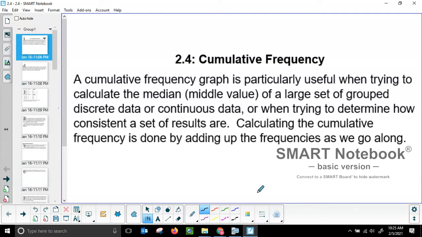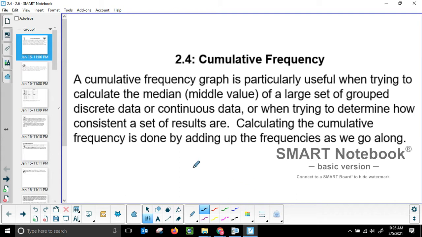Good day, class. Today we're going to be picking up where we left off after day one. And we are in topic 2 in our textbook, although this is topic 4 overall in the actual class.